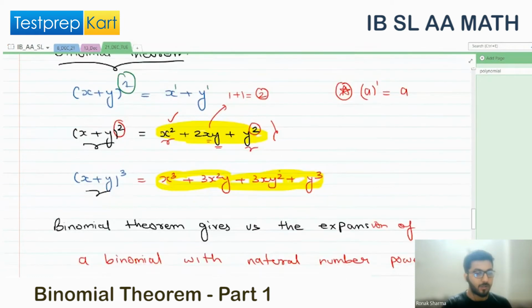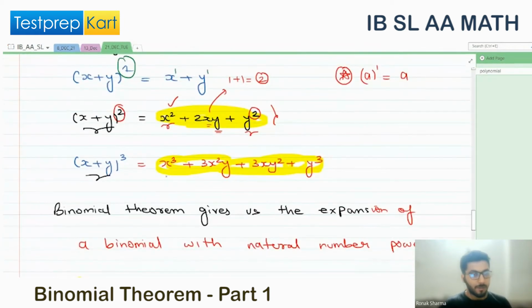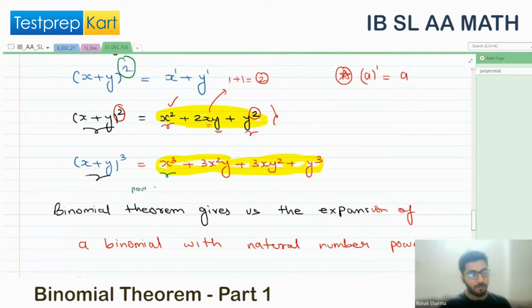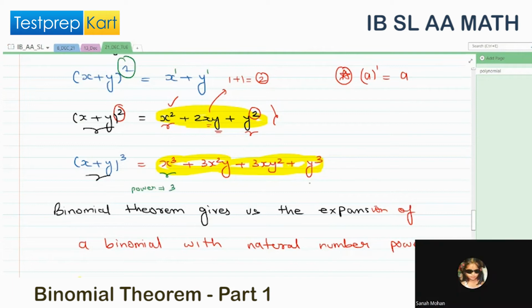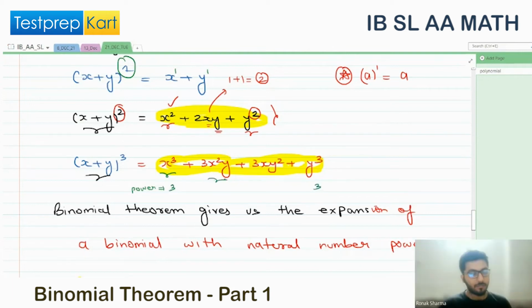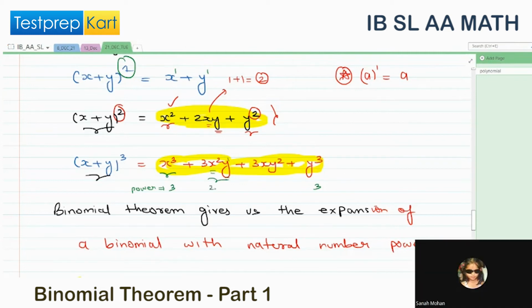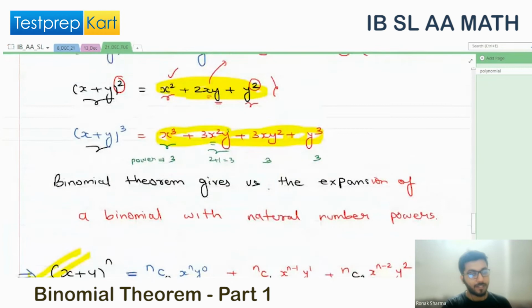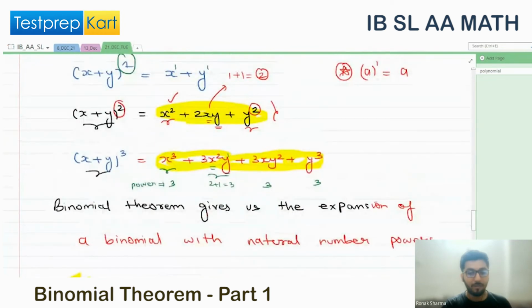Let us go for the cube thing. What is the power of this term? 3. What is the power of the last term? 3. What is the power of this term? x power is 2, y power is 1. So overall combined power is 2 plus 1, that is 3. Similarly here, 3. What is the pattern? Whatever be the power of the bracket, that will be the power of each term.